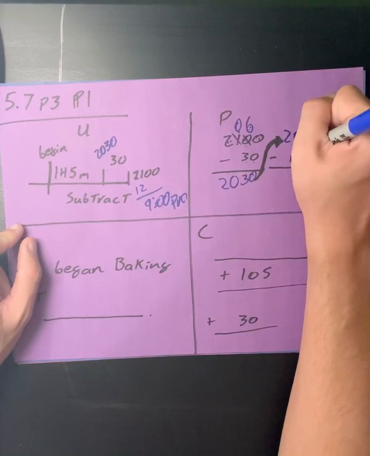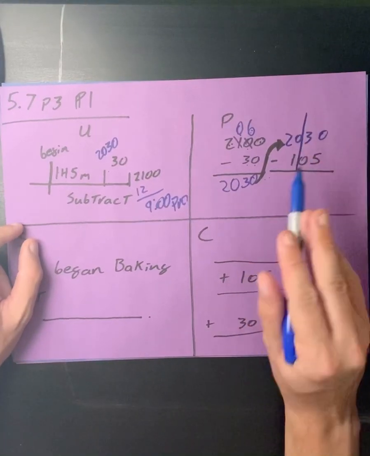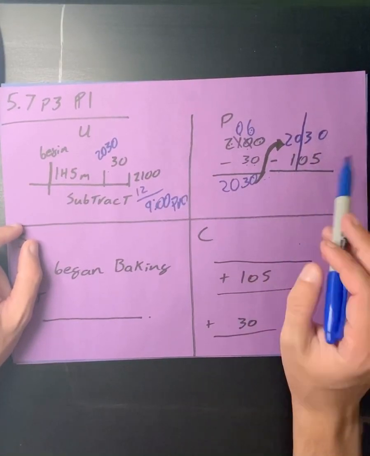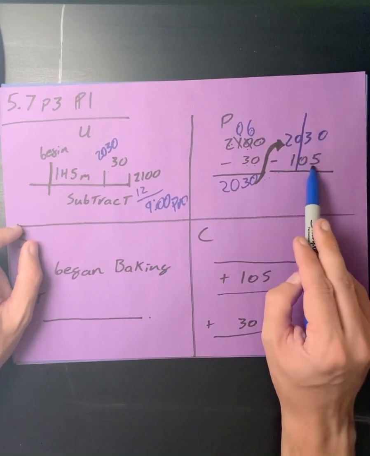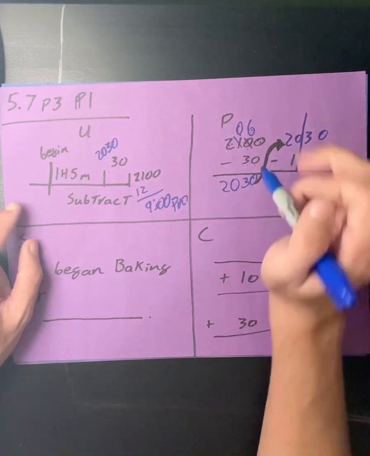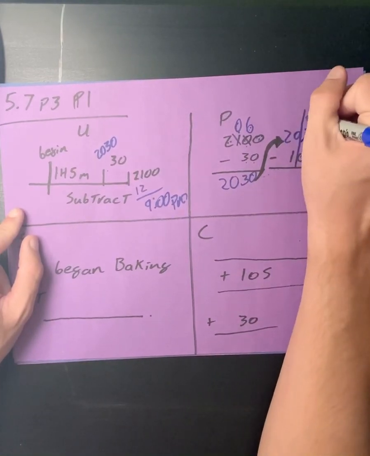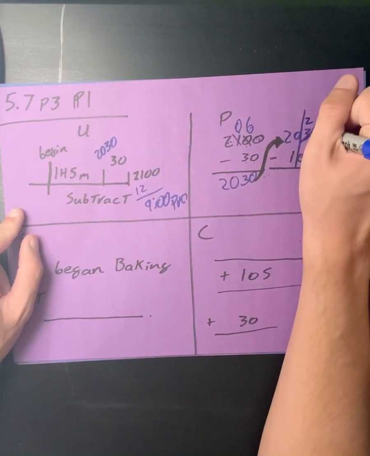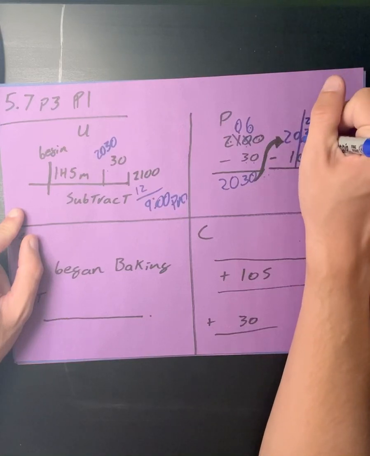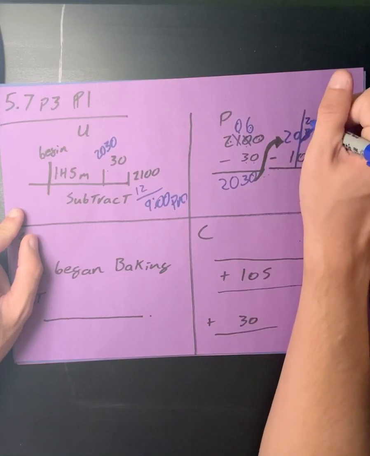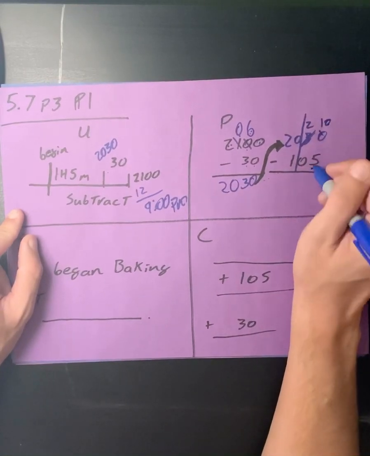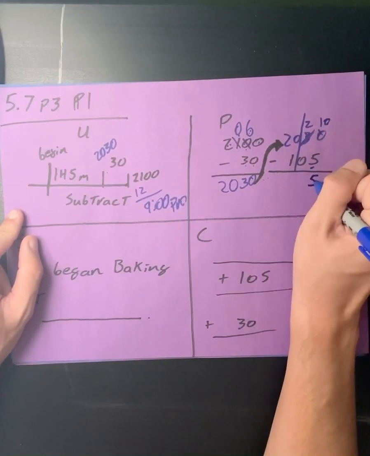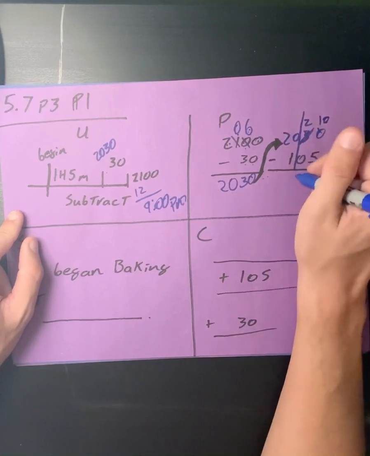If I draw a line between my tens and hundreds, that separates my minutes from my hours. So start with my minutes, because I've got 30 minutes minus 5 minutes. I do need to regroup because I can't subtract 0 minus 5, so I'm going to regroup my 30 minutes into 20 minutes and 10 ones. 10 minus 5 is 5. 20 minus 0 is 20.